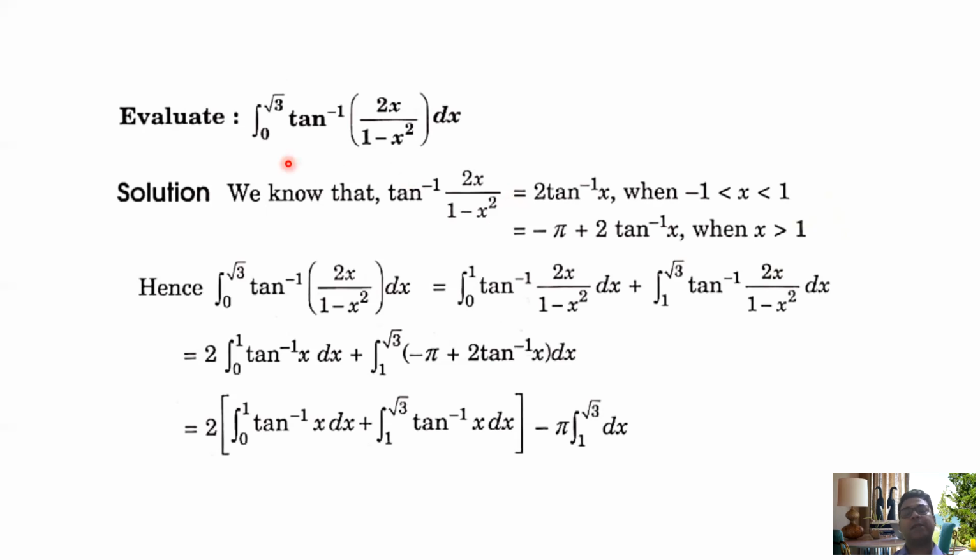So according to that, we can divide this range: the integral from 0 to root 3 of tan inverse 2x by 1 minus x square dx is equal to the integral from 0 to 1 of tan inverse 2x by 1 minus x square dx plus the integral from 1 to root 3 of tan inverse 2x by 1 minus x square dx. So it is clear that this is 2 times the integral from 0 to 1 of tan inverse x dx plus the integral from 1 to root 3 of minus pi plus 2 tan inverse x dx. If I take 2 common, you basically have 2 times the integral from 0 to 1 of tan inverse x dx plus the integral from 1 to root 3 of tan inverse x dx, minus the integral from 1 to root 3 of pi dx.